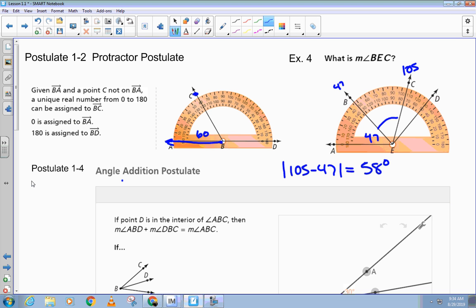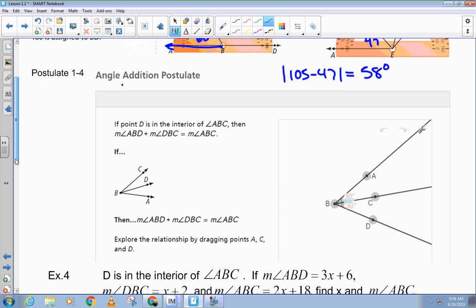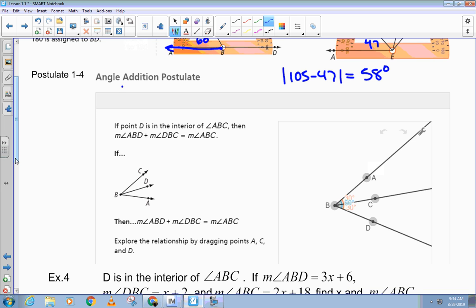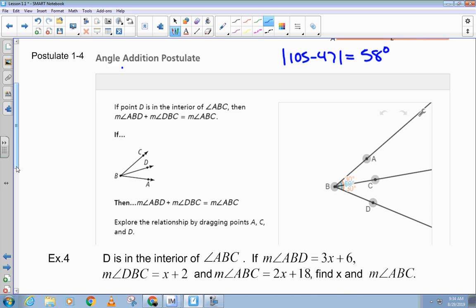Okay, so we have the segment addition postulate. Now we're going to have an angle addition postulate, which is exactly the same idea. And this one states, if D is in the interior of angle ABC, then the measure of angle ABD plus the measure of angle DBC equals the measure of angle ABC. Okay, so that's kind of wordy. So we have D right here, and it's in the interior of angle ABC. So this is ABC, and D is in the interior. You can draw a ray from the vertex to that point.